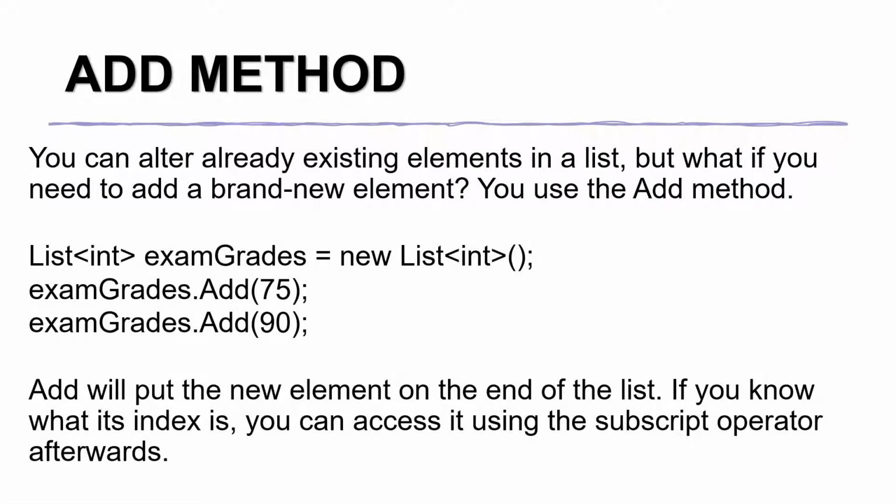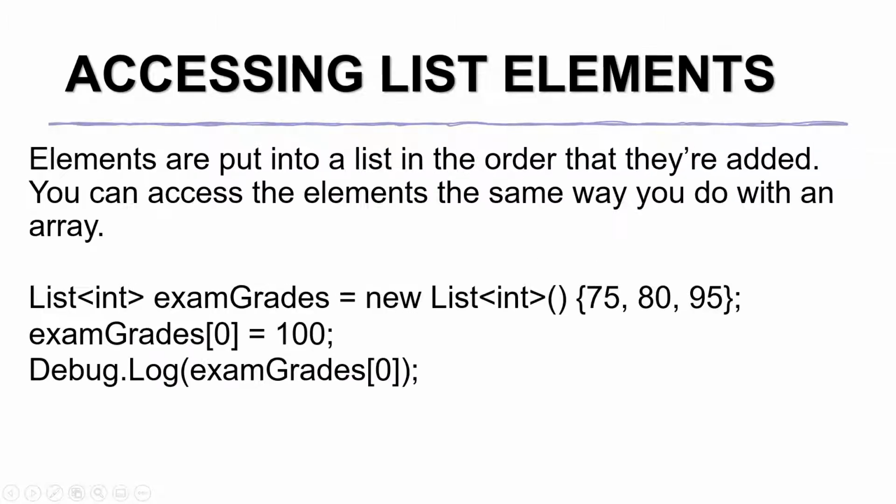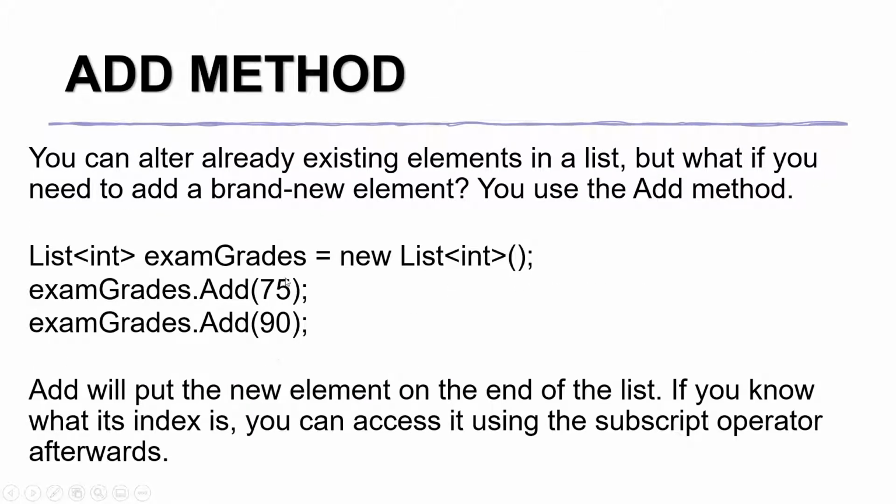So keep that in mind. It's not at the beginning. It would put that on the end. So if we were to look at the values we had previously, these ones, it would go 75, 80, 95, 75 again, and then 90. So this would be at index 3, and then this would be at index 4.